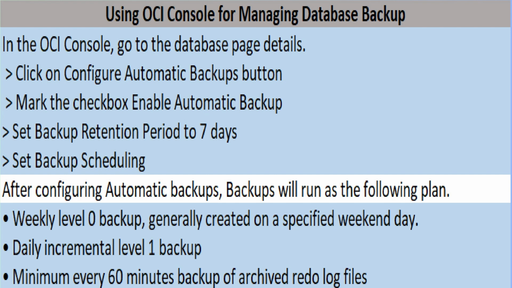We have a specific number of retention period options to select from. In dbcli and RMAN, we can set any integer number. Set backup scheduling to any time period of your choice. We have specific time periods to select from. In dbcli and RMAN, we can control precisely when the job kicks off. Click on Save Changes.